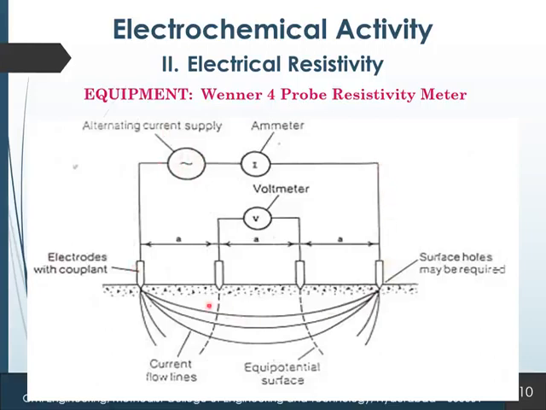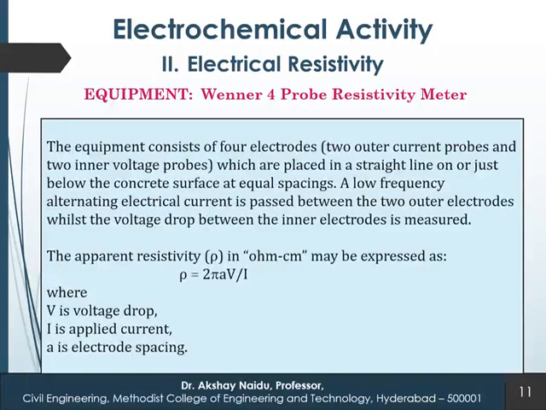Now as the current is flowing, in between these two probes, the voltmeter measures the voltage. Now we know V by I is equal to R. So voltage by current gives us resistance. So that is the principle underlying this test. Werner 4 probe resistivity meter.